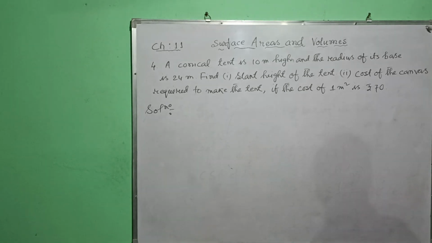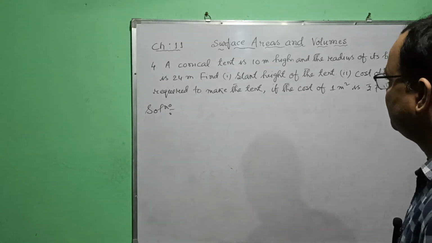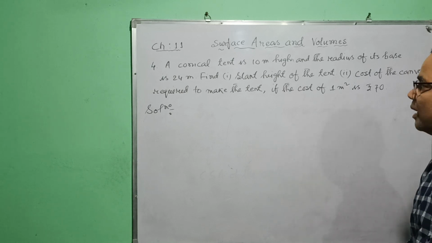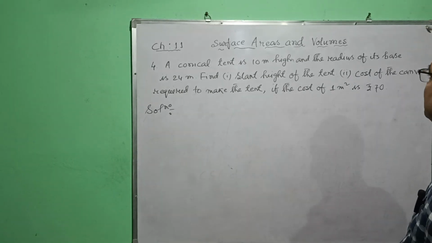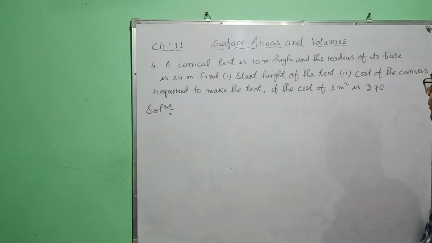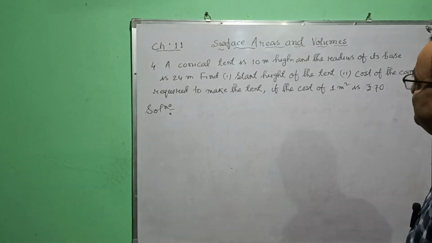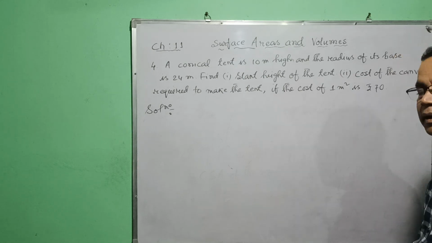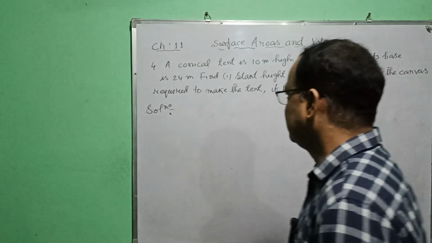So what are the measurements given? Height is given and radius also given. Now we'll find the slant height. So we know that in a cone the curved surface area formula is pi r L. r is also given, radius is given, pi r L. So L is not given, so you have to find L to get the answer.